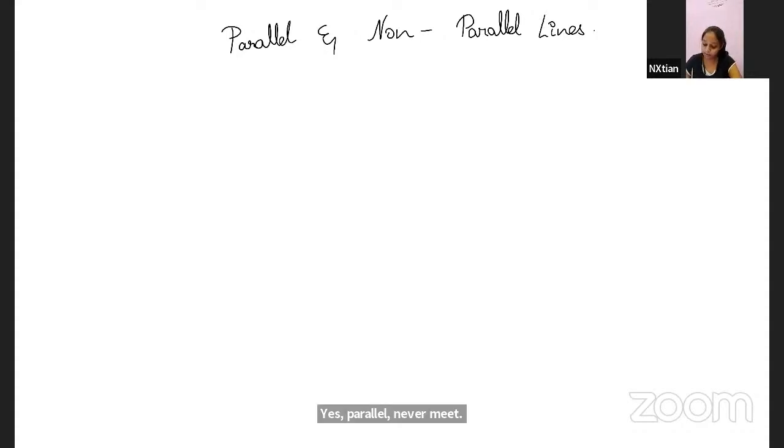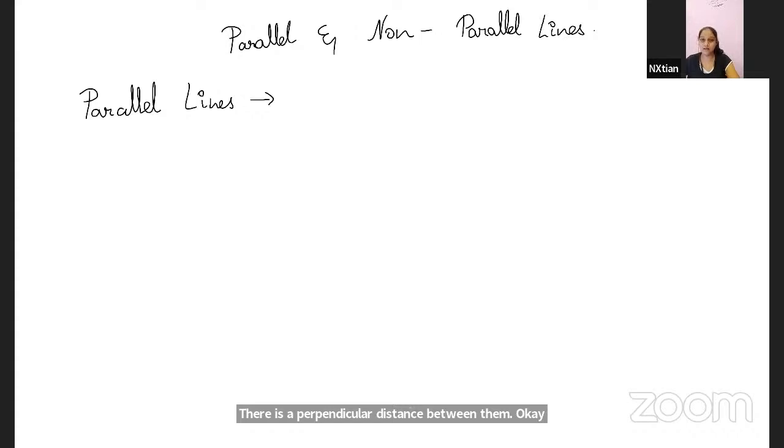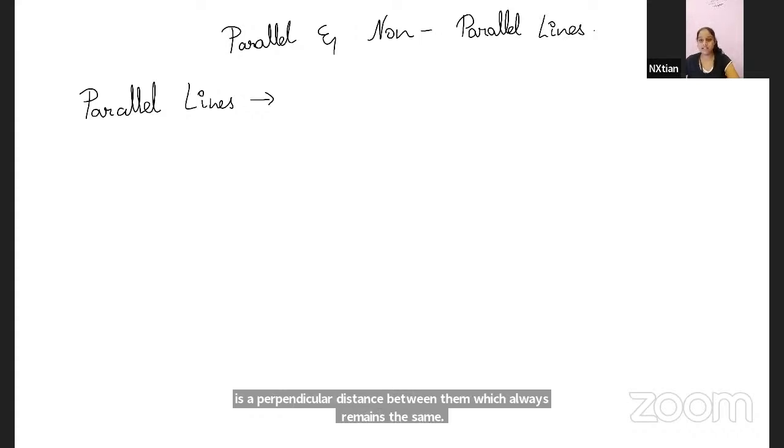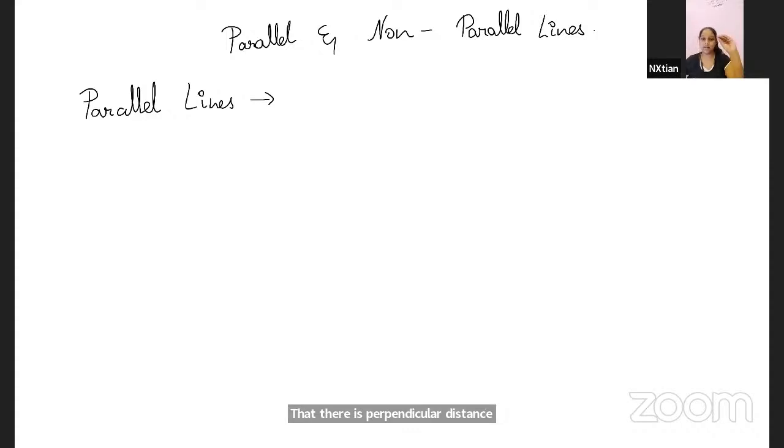If I talk about parallel lines, I can say that there is a perpendicular distance between them, which always remains the same. That is why they do not intersect ever. They do not cut each other. They are equidistant at any point.